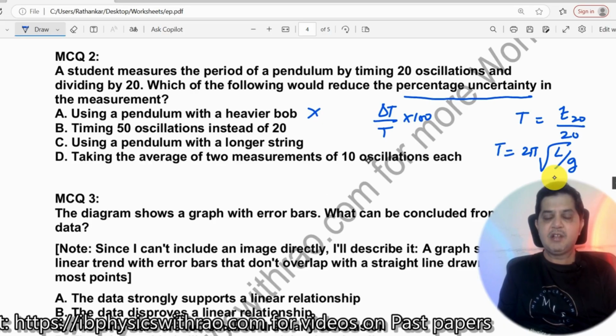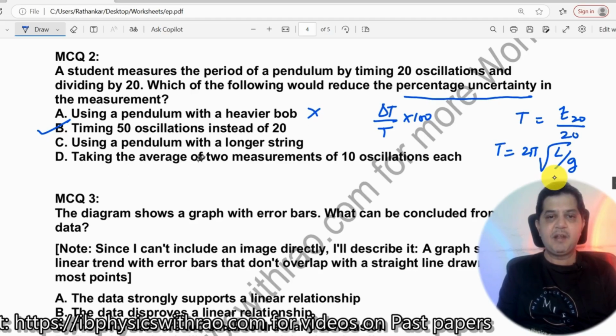Now if I am timing 50 oscillations instead of 20, then the time taken will also increase. So we are going to have 50 oscillations. Definitely, if this increases, as a result delta T by T will reduce, right? Therefore, this could be your right answer.